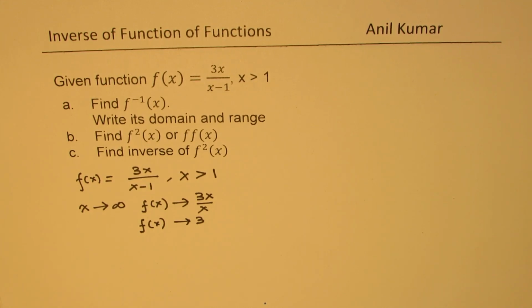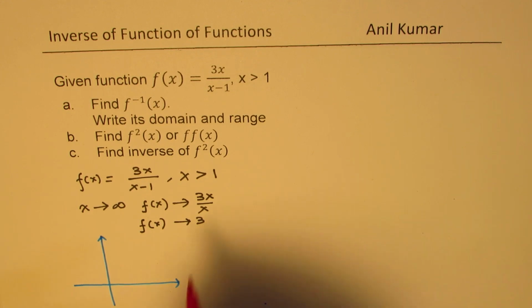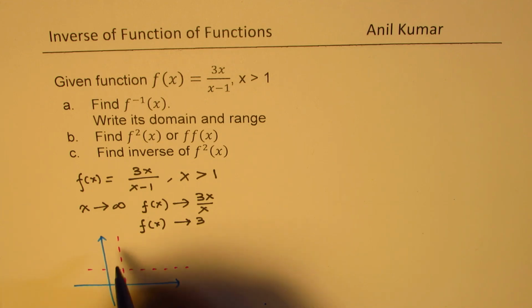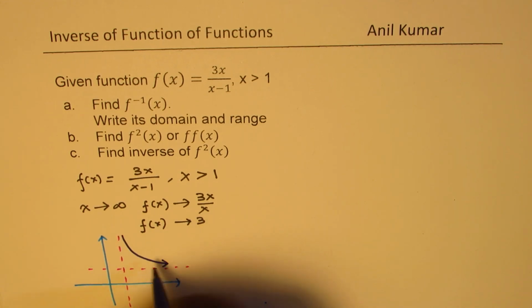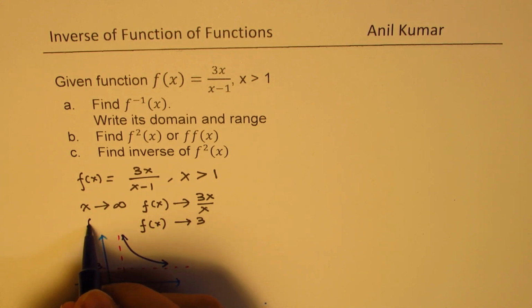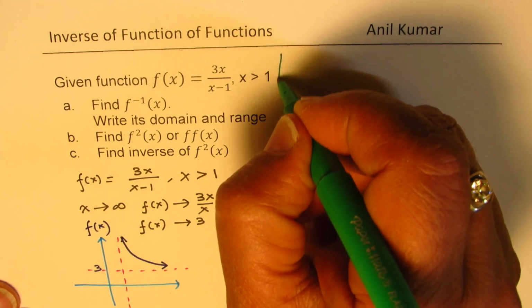So if you sketch this function, you're going to get a graph which will be kind of like this. Let me sketch here. So we'll have a vertical asymptote at 1, and we have a horizontal asymptote at 3. The graph of the function will be kind of like this, approaching infinity when approaching 1 from the right side, and 3 when approaching infinity, right? So that will be the graph of the function. So from this graph, we can write down the domain and range of the function and its inverse, correct? So we can do that.